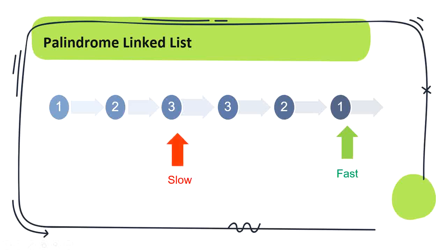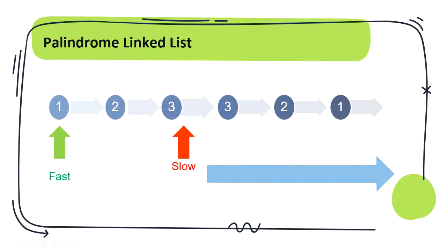Once we find the middle, we are going to place our fast pointer again at the starting of the linked list and reverse the linked list starting from the slow pointer till the end of the linked list. Once the second half of the linked list is reversed, we are going to compare the first half and second half, and based on the values, we are going to return the result.